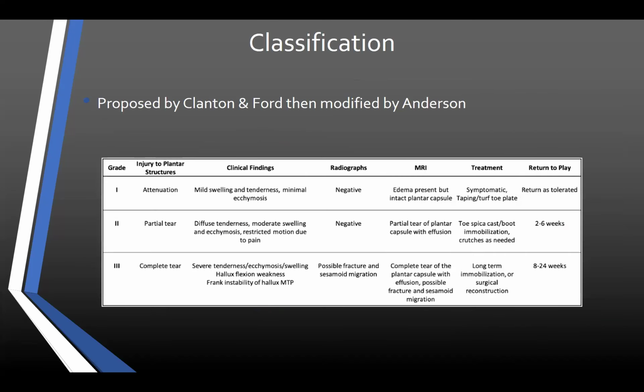Looking at the classification system, the first true classification of turf toe was proposed in 1994 by Clanton and Ford, and then in 2002 this was modified by Anderson, which included MRI findings as well as a framework for projected return to play guidelines.